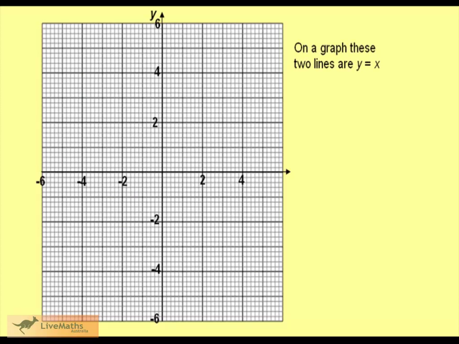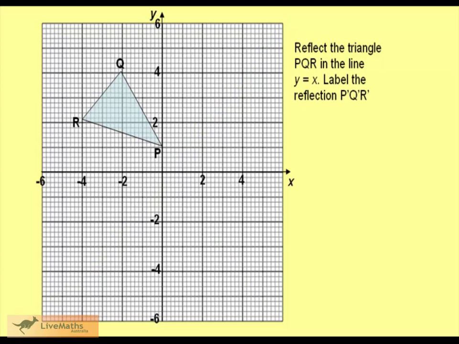On a graph, these two lines are the line y equals x and the line y equals minus x. These are two lines that you should just know. We want to reflect the triangle PQR in the line y equals x. Label the reflection P dashed, Q dashed, R dashed. We draw the line y equals x.